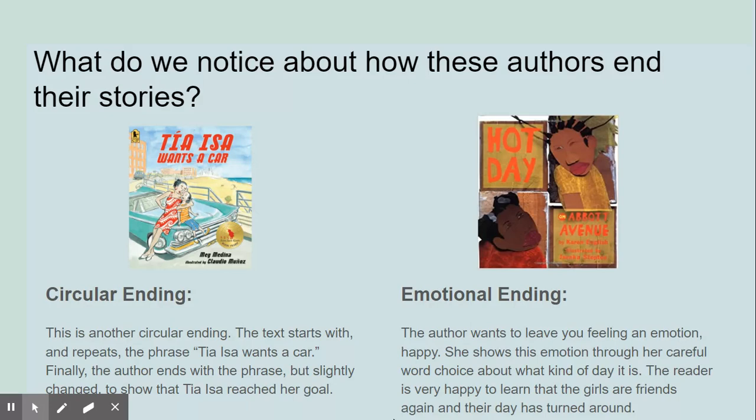Now, Abbott Avenue ends with an emotional ending. So the author really wants us to feel happy with the way the story ends. So she shows this emotion through her careful word choice about what kind of day it is. The reader is very happy to learn that the girls are friends again and their day has turned around. So she leaves us feeling an emotion.